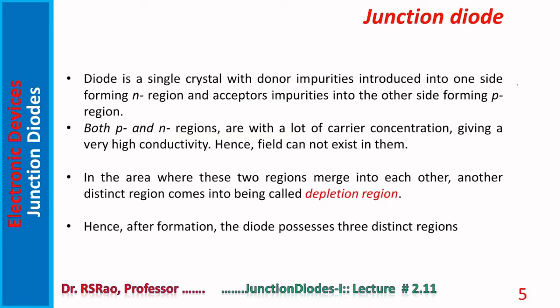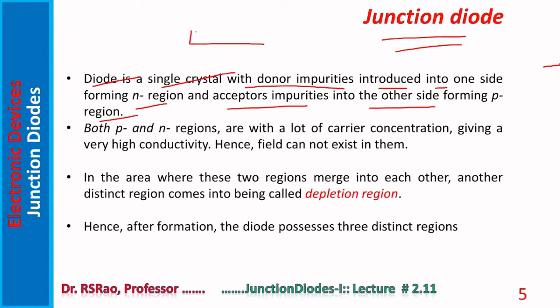Now, let us move slightly deeper into diodes. Diode is a single crystal with the donor impurities introduced into one side forming N region and acceptor impurities into the other side forming P region. It is a single crystal.